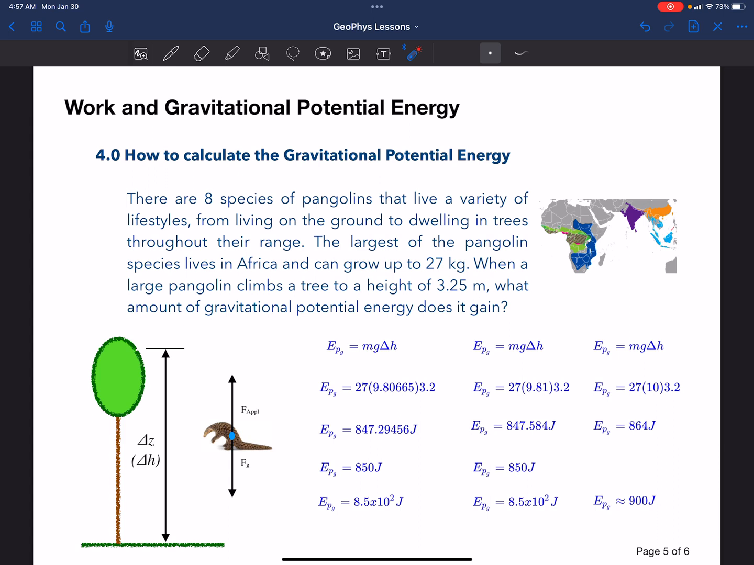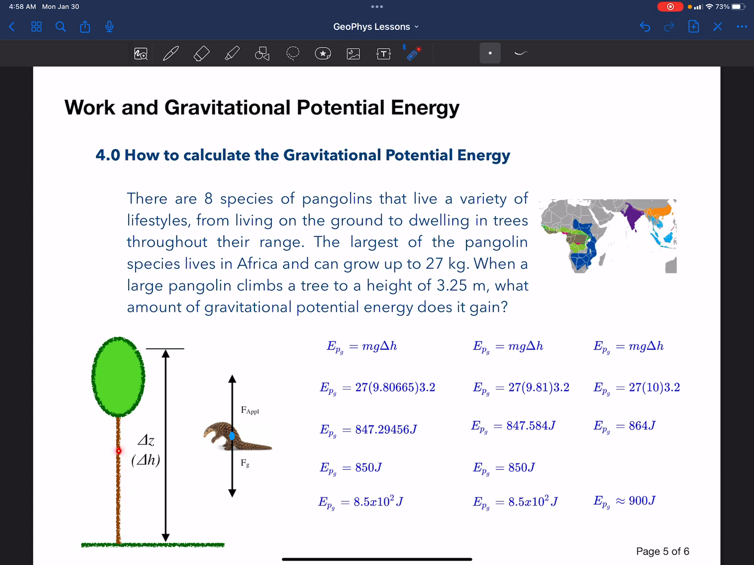The largest of the pangolin species lives in Africa and can grow up to 27 kilograms, which you should probably be thinking in your head, how can I estimate its weight in pounds? Well, we would just take that 27 and multiply it by 2, so about 54 pounds. Pretty sizable creature. It's a little bit more than 54 pounds, so maybe closer to 60 pounds. In any case, we did a quick calculation to see how big that is, since we're not used to thinking about kilograms.